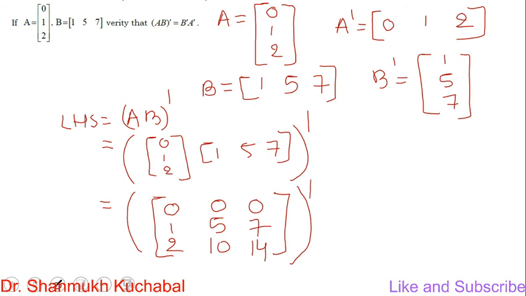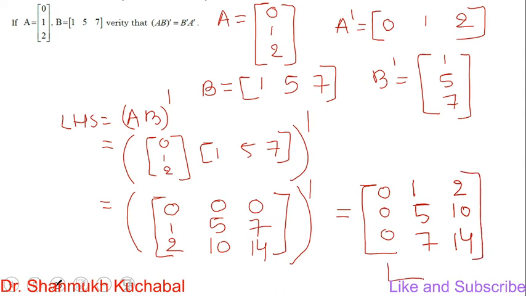So dash we have to take, so transpose we have to take. Transpose is: the first row will become the first column, the second row the second column, the third row the third column. So we get the first row as the first column, the second row as the second column, and the third row as the third column. We will call it equation 1 here.